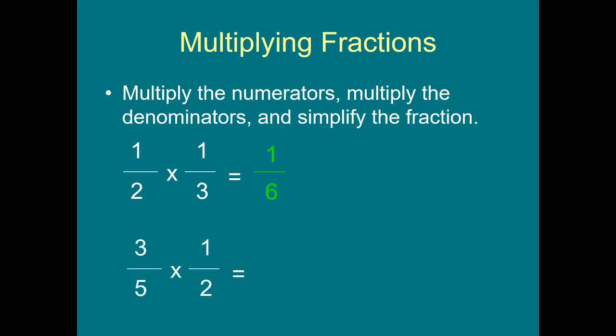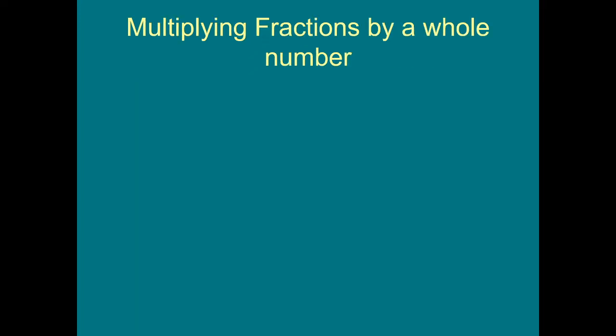Again, we have 3/5 times 1/2. We multiply our numerators and we multiply our denominators, and that'll give us 3/10. Now, when multiplying fractions by a whole number, the process is a little different because our exercise is different. As you can see, we have a whole number here. So how exactly are we going to do this process?